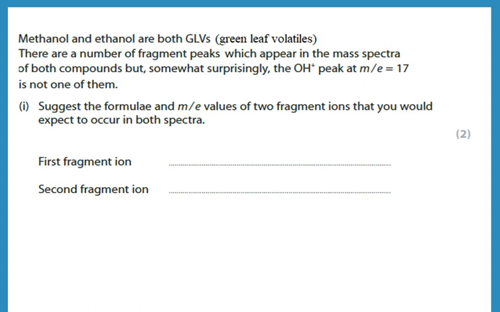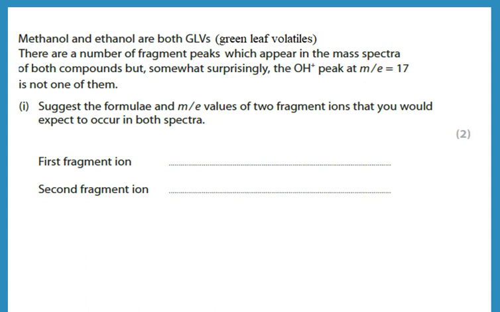Now, let's take a look at one of the possible questions that you could have. The question says, methanol and ethanol are both GLVs, green leaf volatiles. If you don't know what green leaf volatiles are, that doesn't make any difference. When you're trying to answer some of these questions, if you're not sure of the meaning of something, that's okay, just move on. It says there are a number of fragment peaks which appear in the mass spectra of both compounds, but somewhat surprisingly, the OH+ peak at m/e equals 17 is not one of them. That just means that in the spectrum, they don't have a peak at m/e 17.